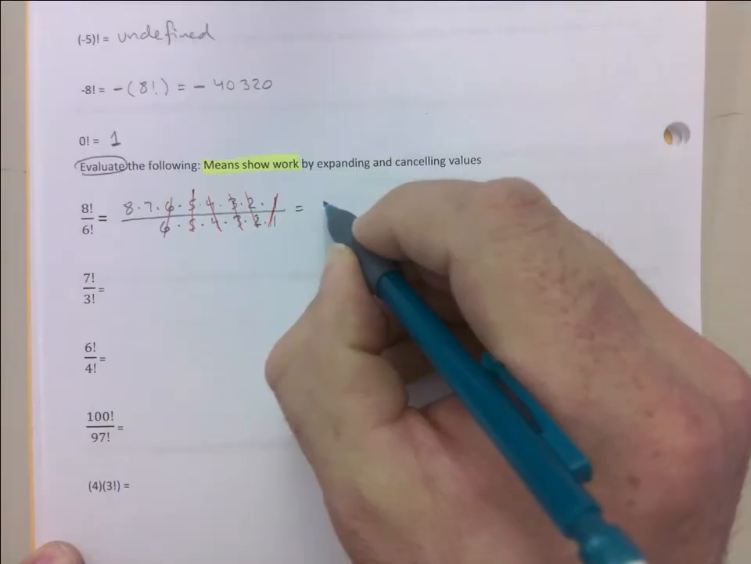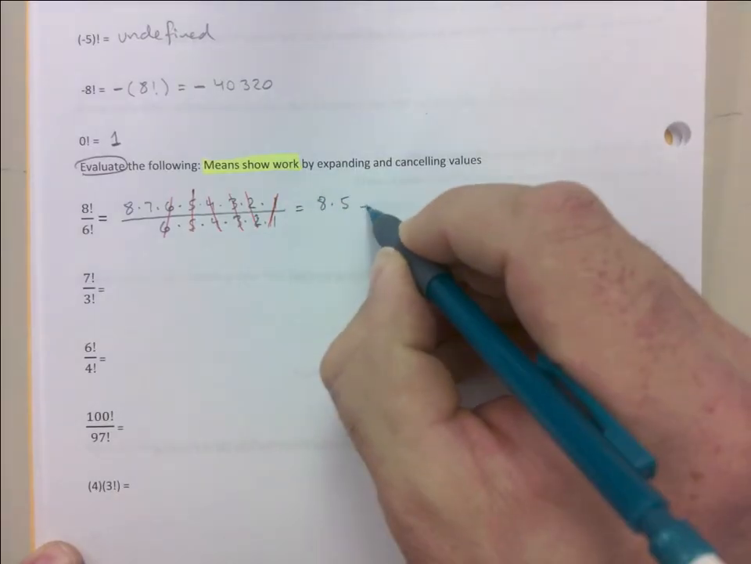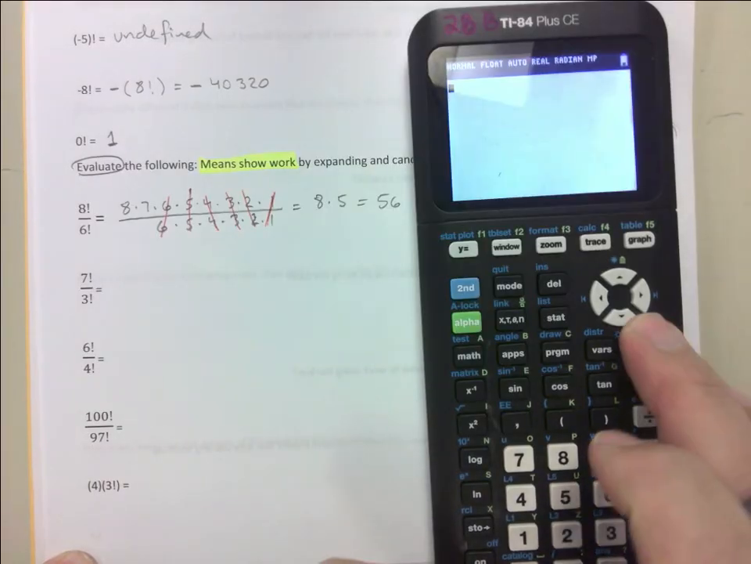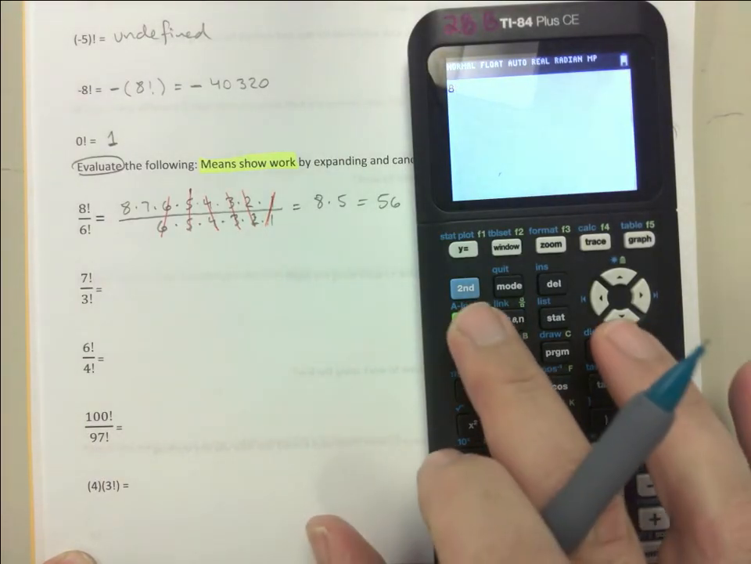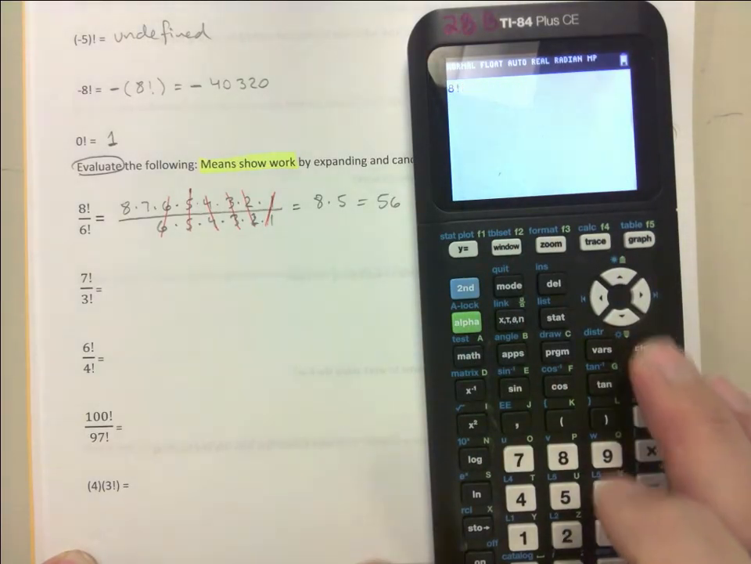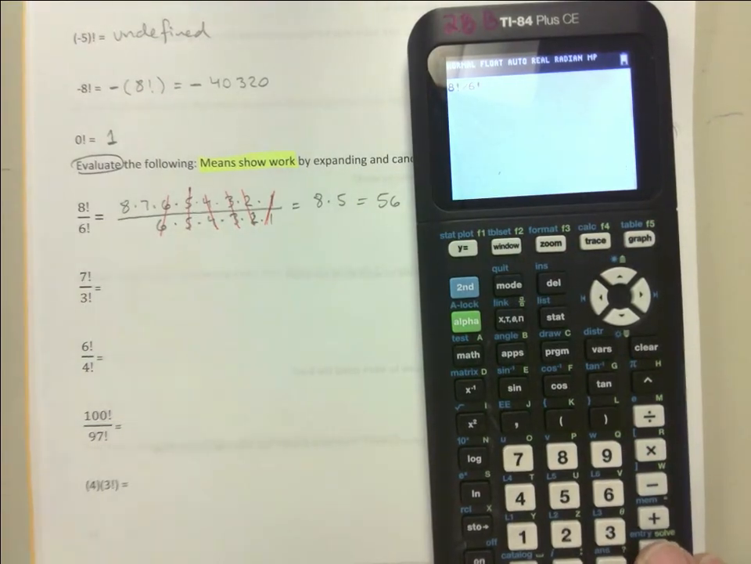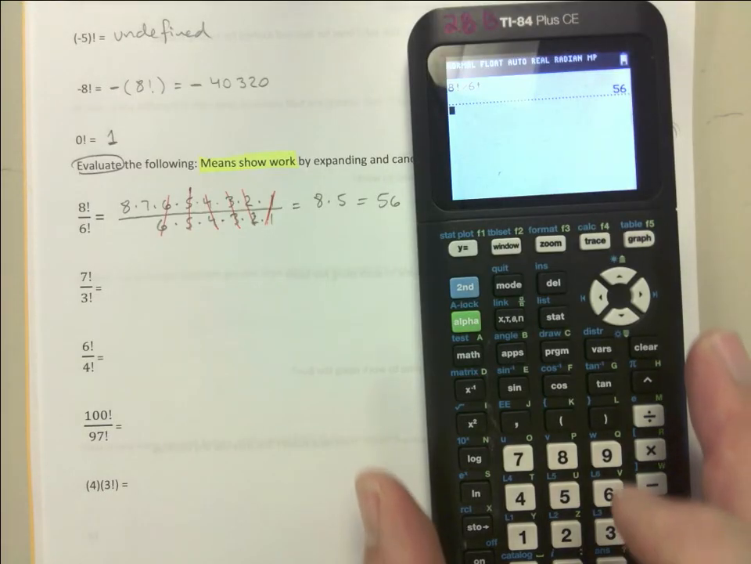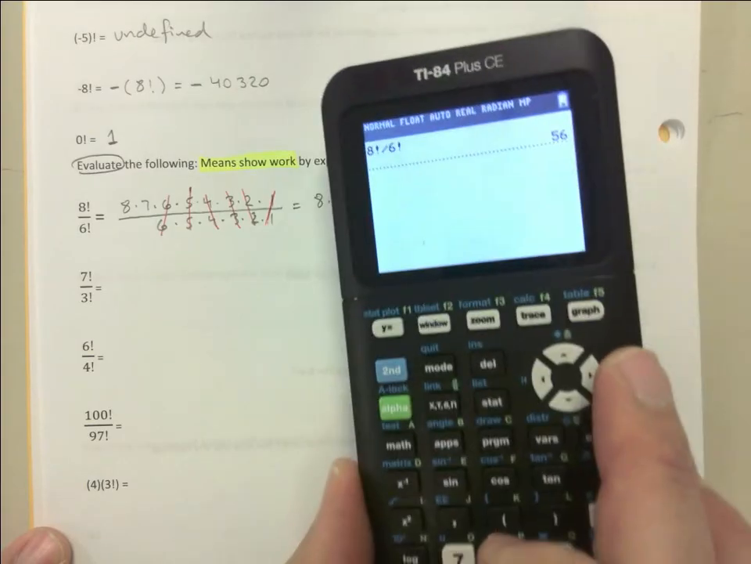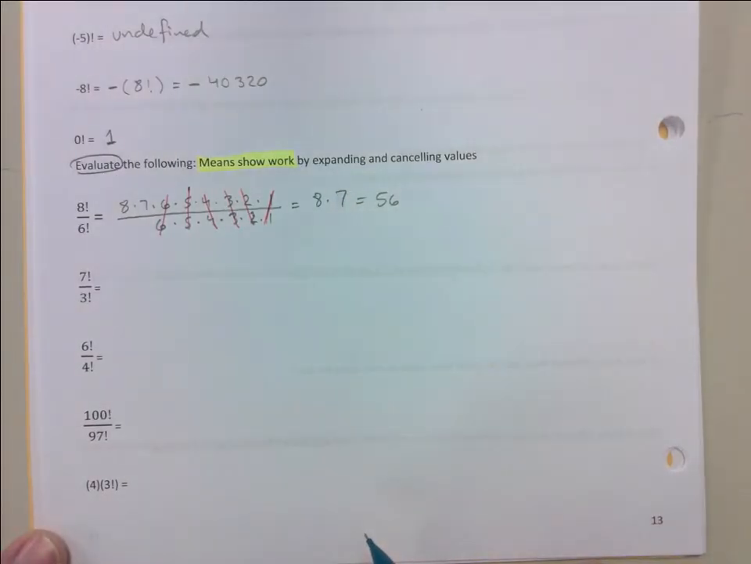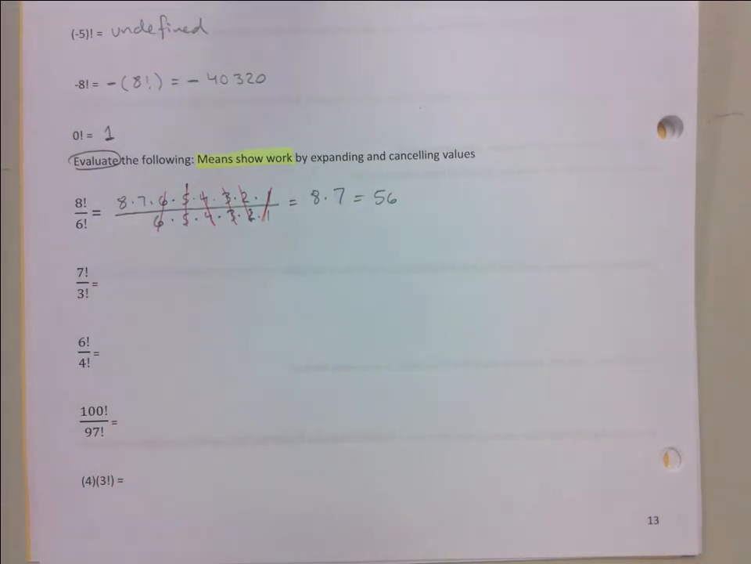Which really leaves you with 8 times 7, which is 56. And if you don't believe me, you can quickly do this yourselves, right? 8 factorial divided by 6 factorial. Oh, it's 8 times 7, sorry, but it is still 56. 8 times 7, 56. Okay, so you can practice that.